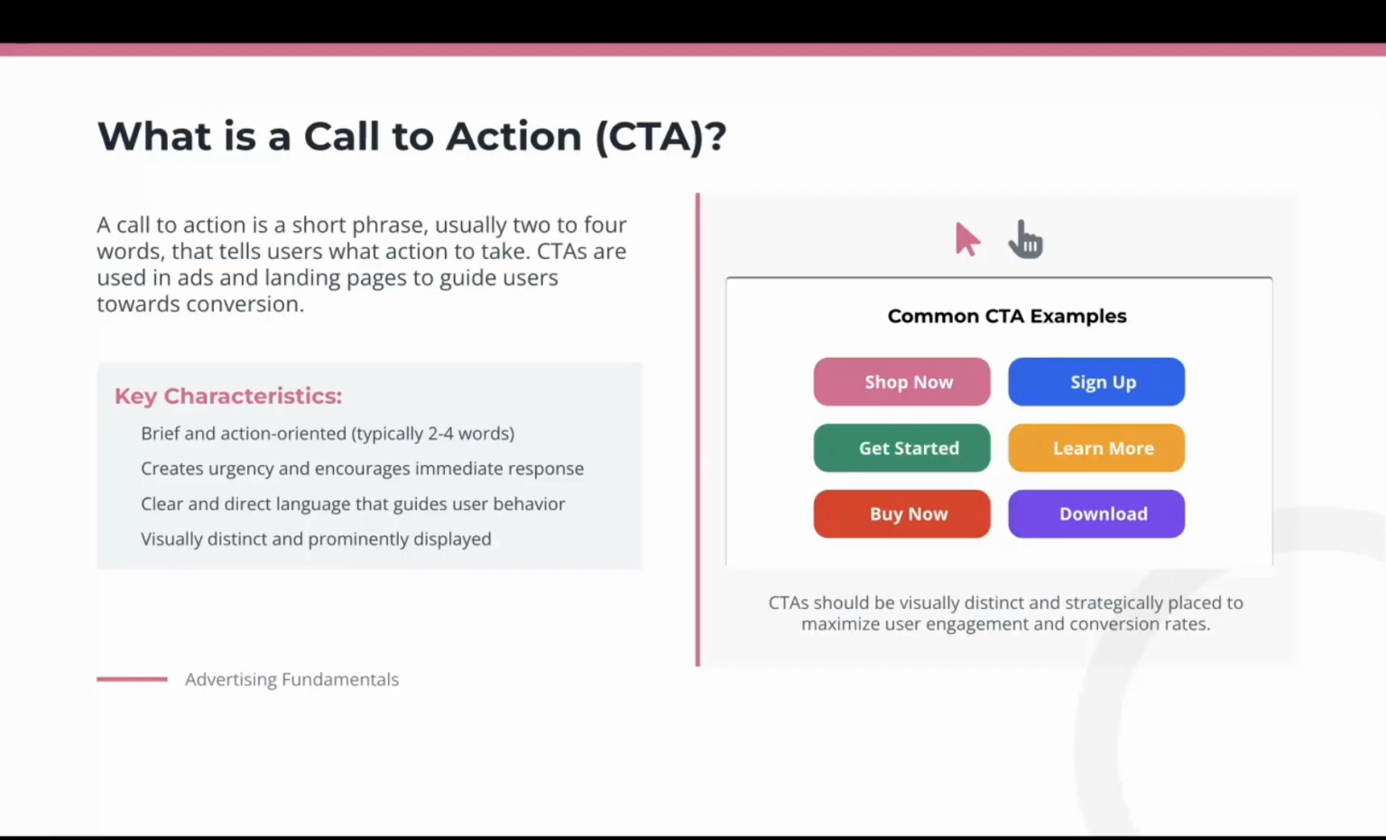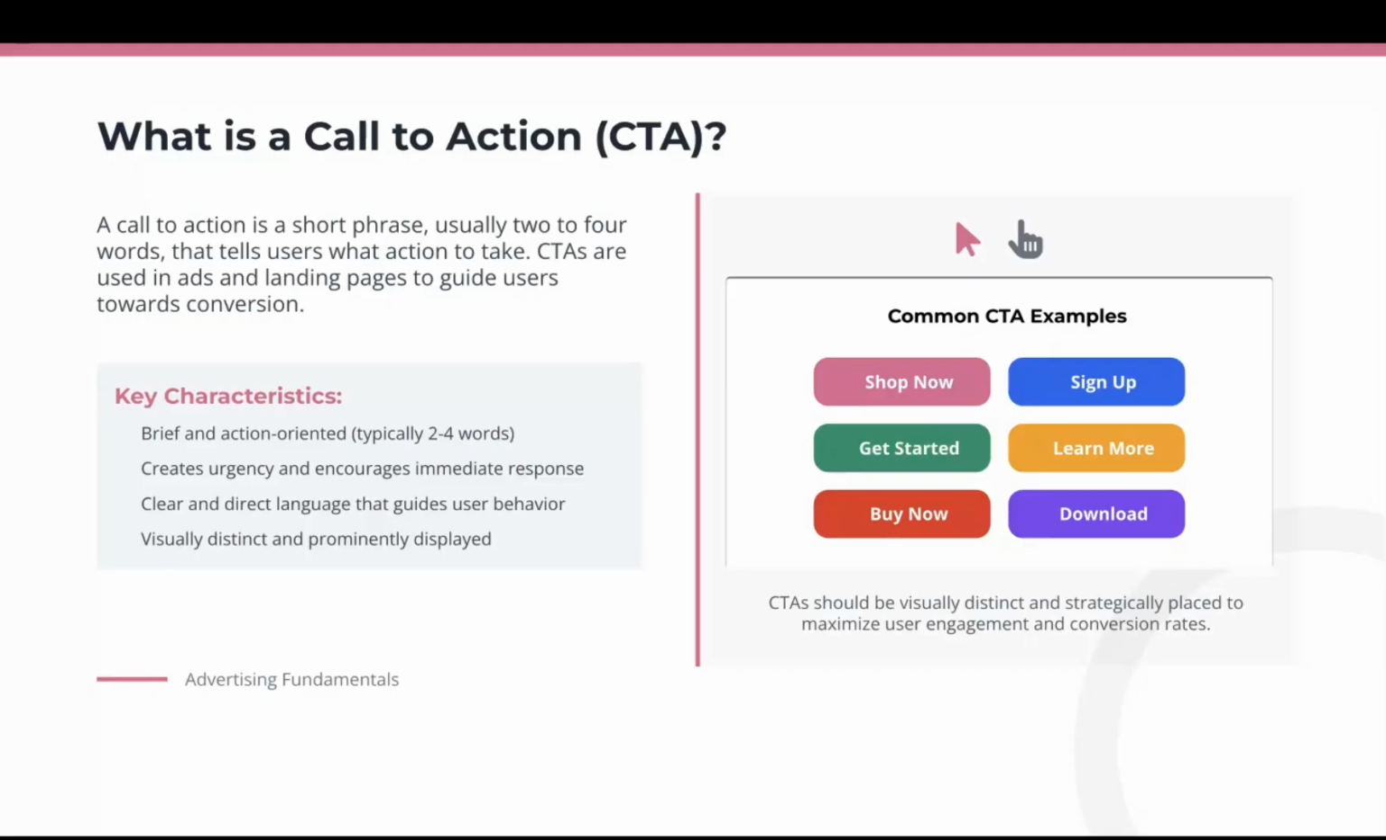So some of the common examples of call to action are shop now, sign up, get started, learn more, buy now, download. And some of the key characteristics is it's brief and action-oriented, typically about 2 to 4 words, like I said.